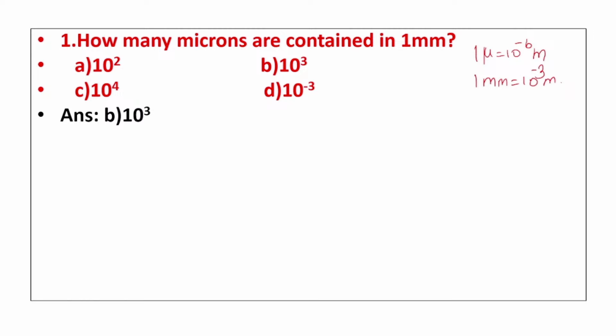So 10 power minus 3 by 10 power minus 6 is equal to 10 power 3. That is 1 millimeter by 1 micrometer. 10 power minus 6 comes up, 10 power plus 6, so 10 power 3. So 1 millimeter contains 10 power 3 micrometer. That is option C.